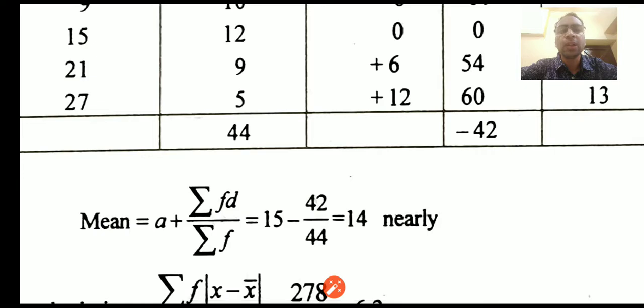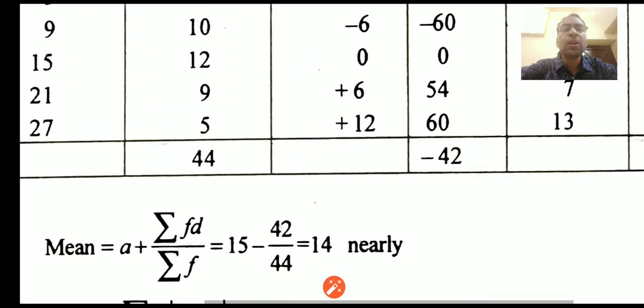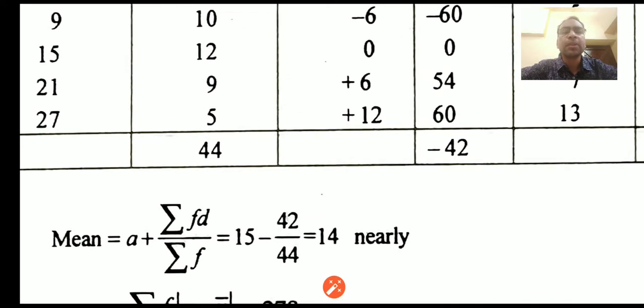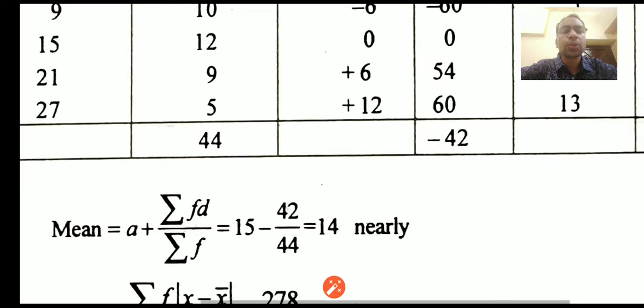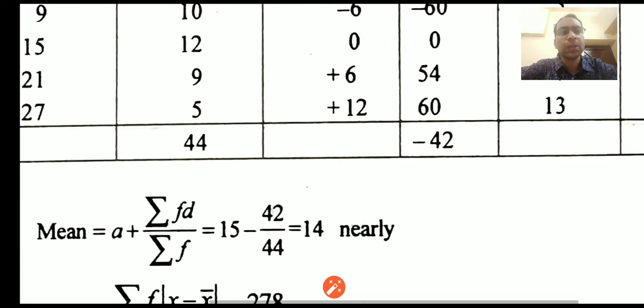If you remember the formula for the mean, it is a plus sigma fd upon sigma of f. In our case, a is 15. Sigma of fd comes to be minus 42. So this is minus 42 divided by sigma of f, which is 44. So the resultant is nearly 14. So this is the mean of the given values.